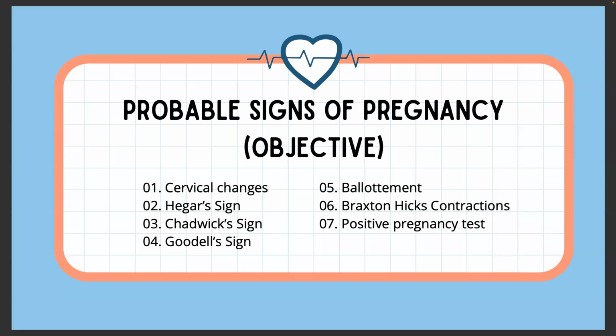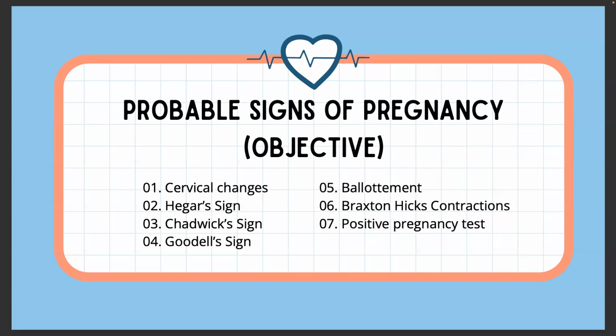Braxton Hicks are irregular and painless contractions that don't cause cervical changes, which means that they're not dilating. They're more common in the second and third trimesters, though. Some people can feel them earlier, but it's not a true sign because things like uterine irritability, dehydration, stress, or UTIs can cause this.